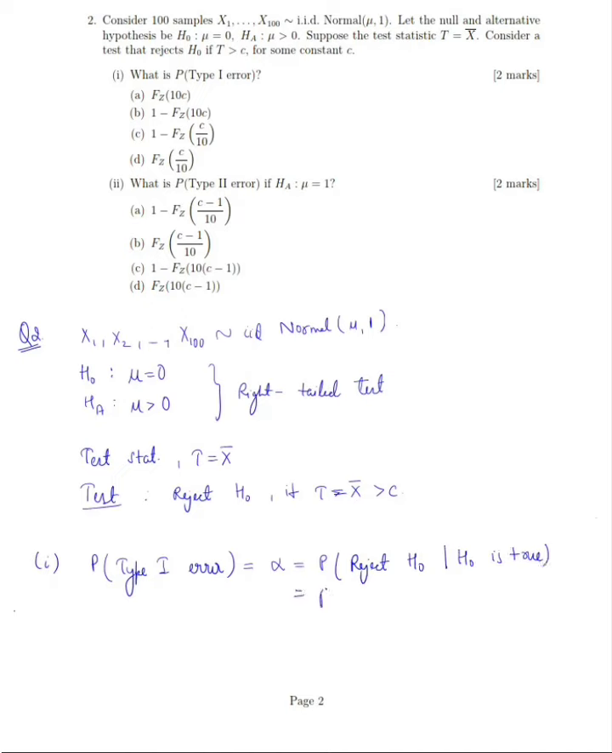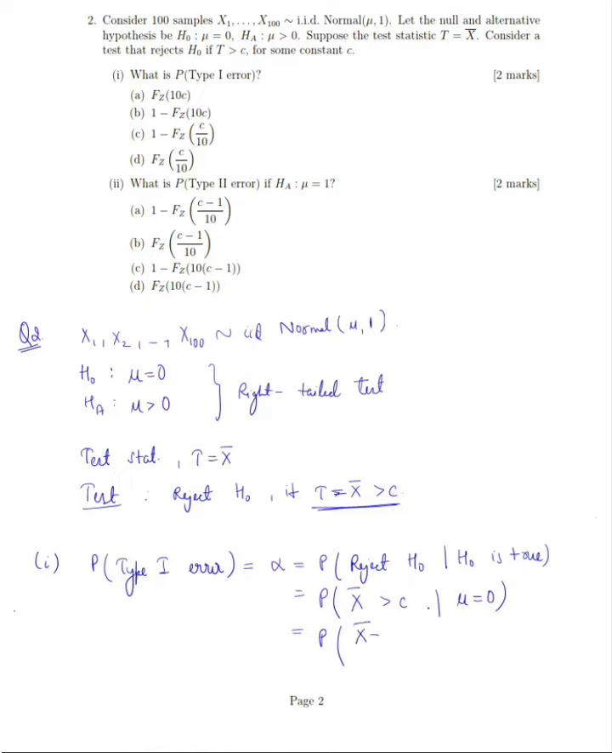Okay. So when are we rejecting H naught? We are rejecting our H naught when the test statistic t, that is x bar, is greater than some constant c. And this c here is the critical value. So we are rejecting H naught when x bar is greater than c, given H naught is true, that is mu equals 0. Now let's convert this x bar to the standard normal form.